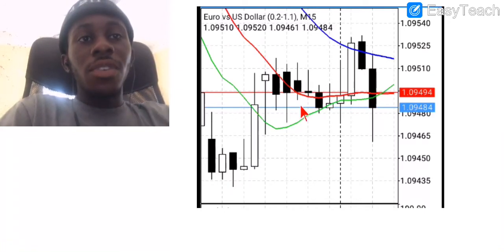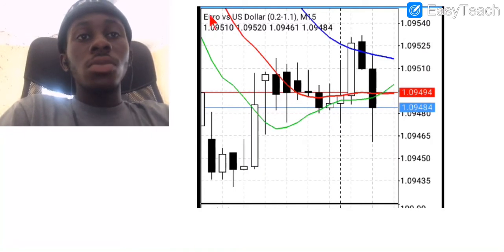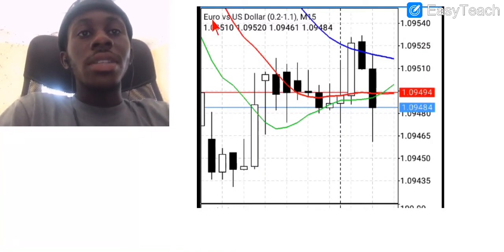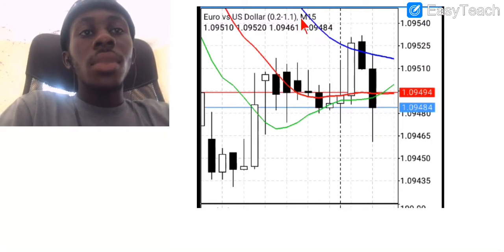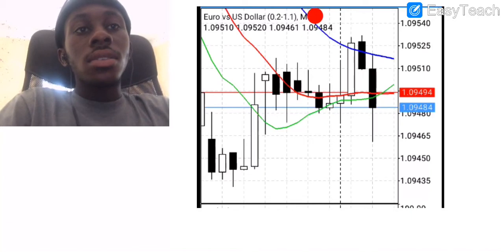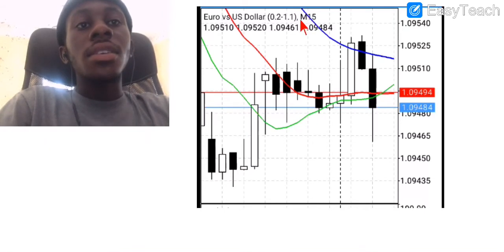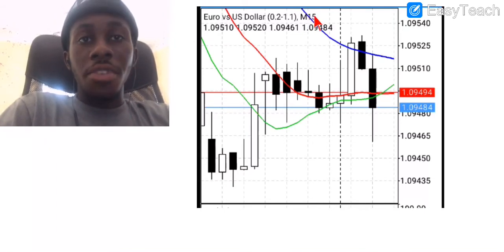Now we have the chart here. Whenever you open your system, for those using Android, with iOS you have no problem. You see, we have the currency pair at the top here. That is euro versus US dollar, which means the euro against the US dollar. Then here, you can see there is M15. Now this M15 is a time frame.